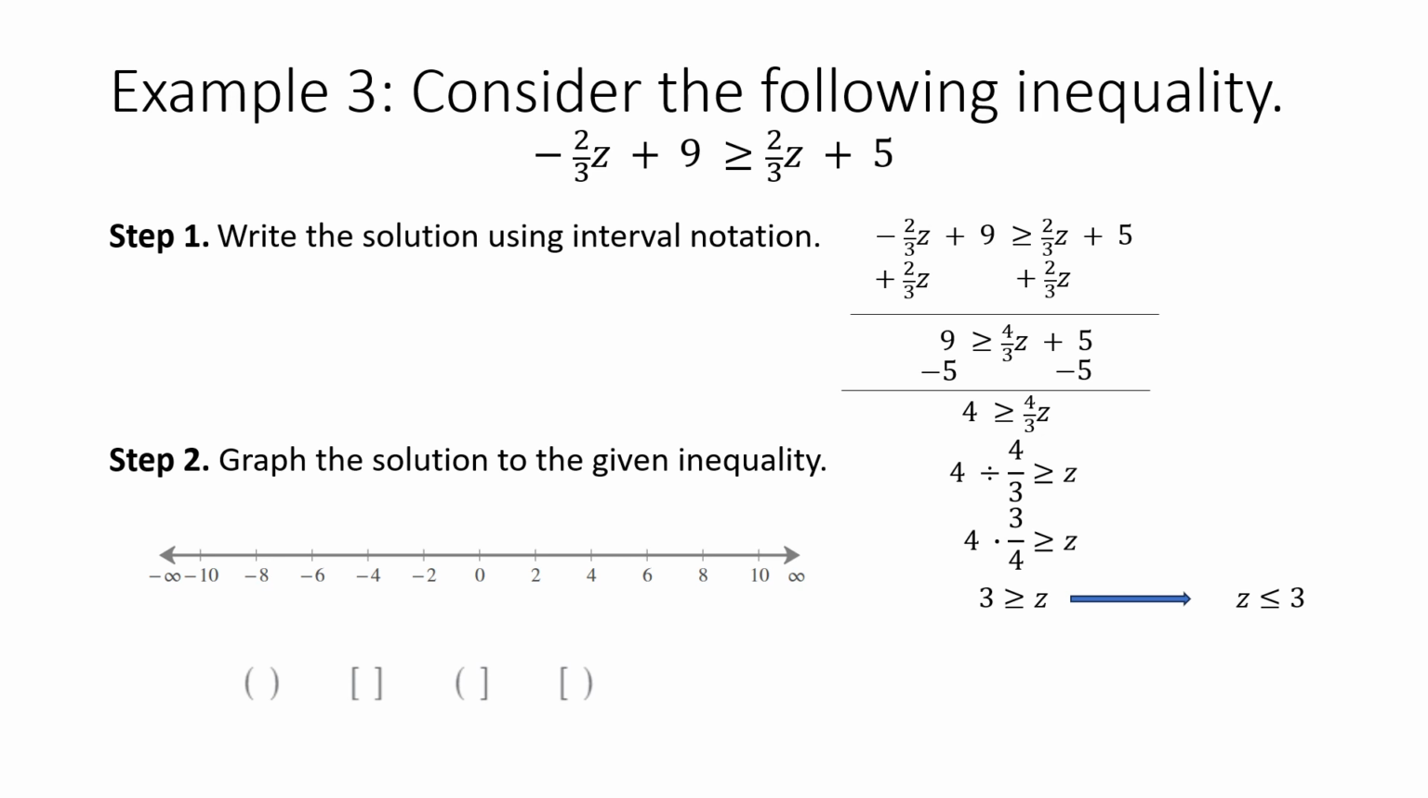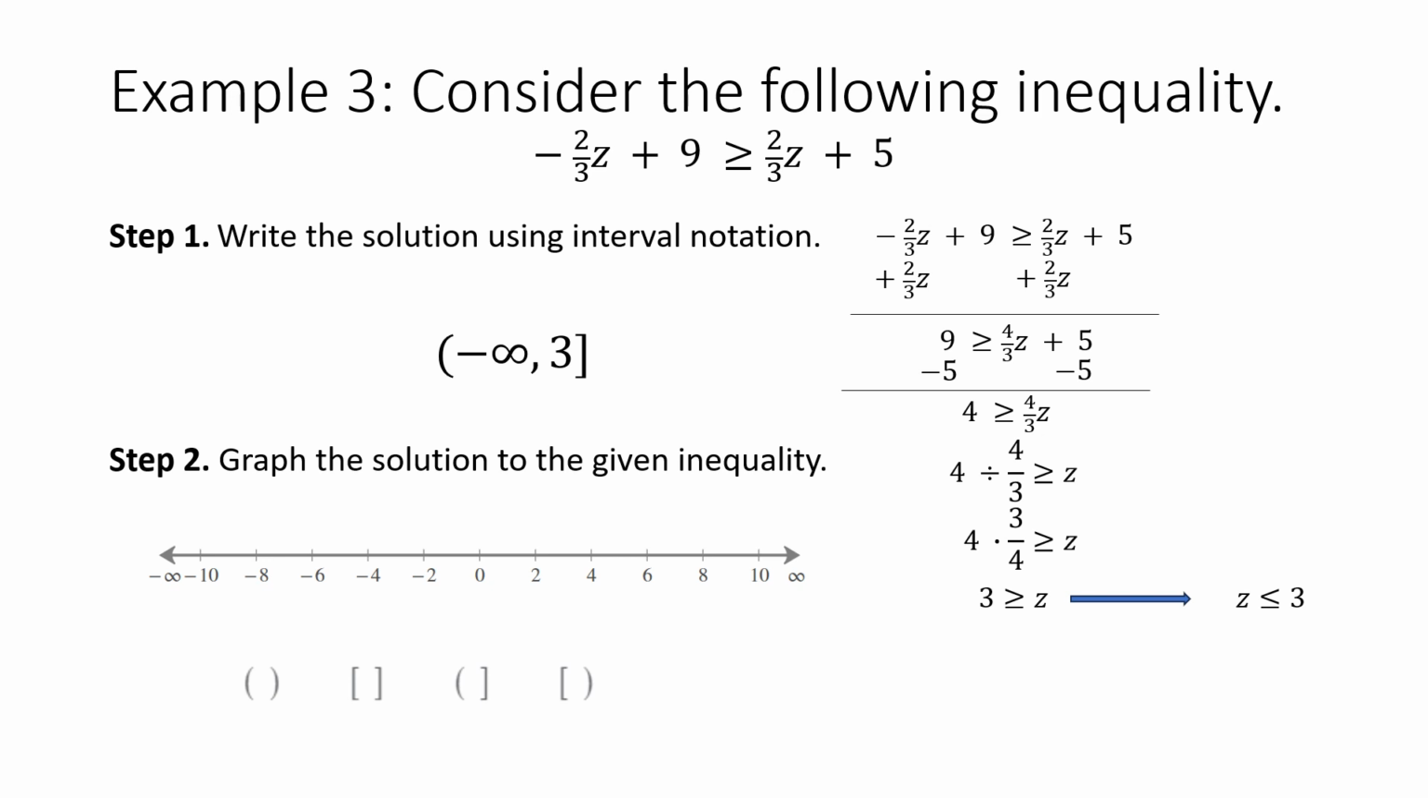Now I'm going to write it as interval notation: z is less than or equal to 3. There's a line underneath that inequality, so that means there's going to be a bracket at that 3, and since z is less than, it's going to start at negative infinity. So this is what it would look like as interval notation: parenthesis, negative infinity, comma 3, bracket.